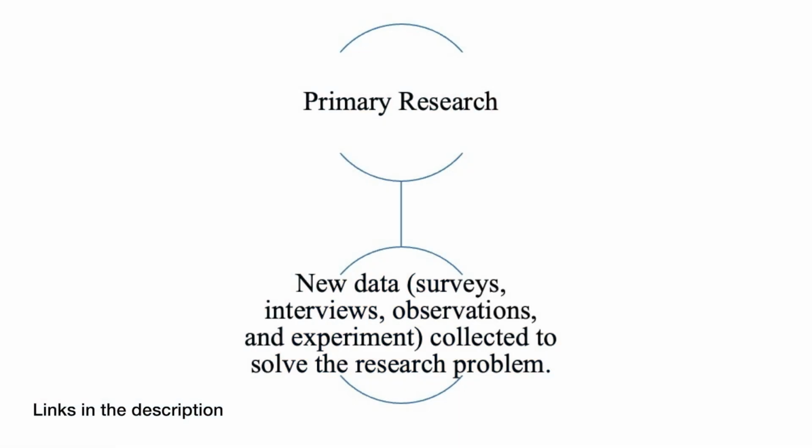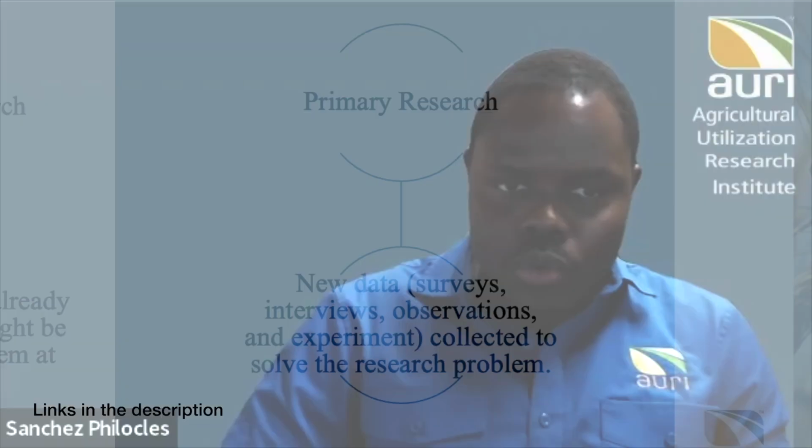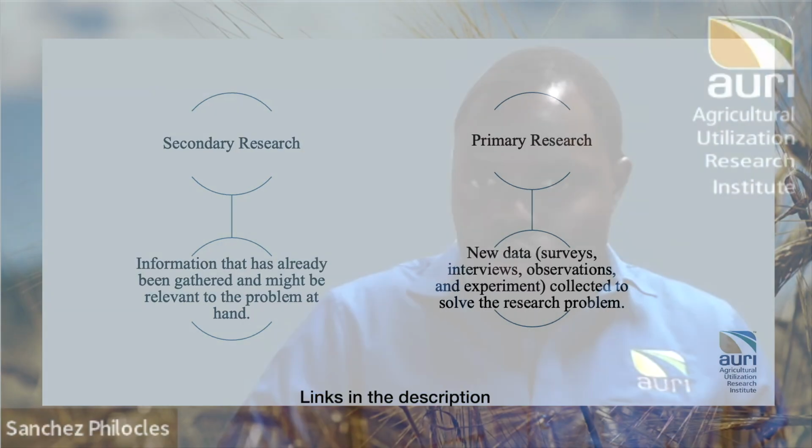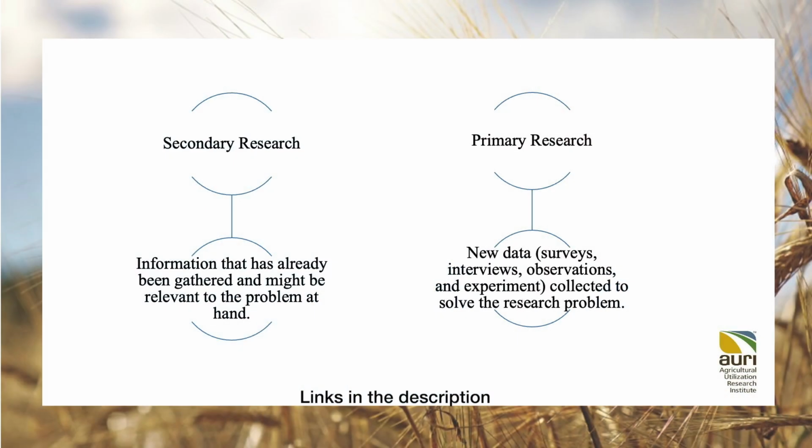And primary research is when you go out there and collect your own information to respond to the question. So the difference is, in primary research, you do your own thing. You collect your own data and respond to the question, while in secondary research, you just use other people's information to respond to your question.